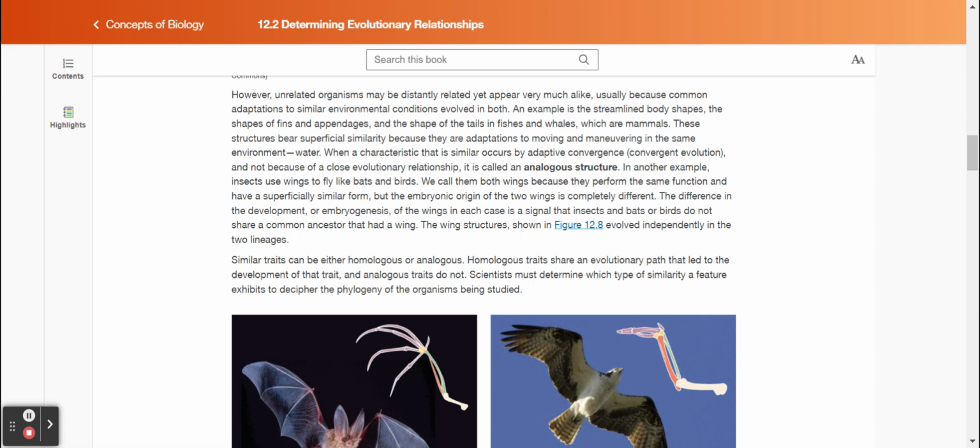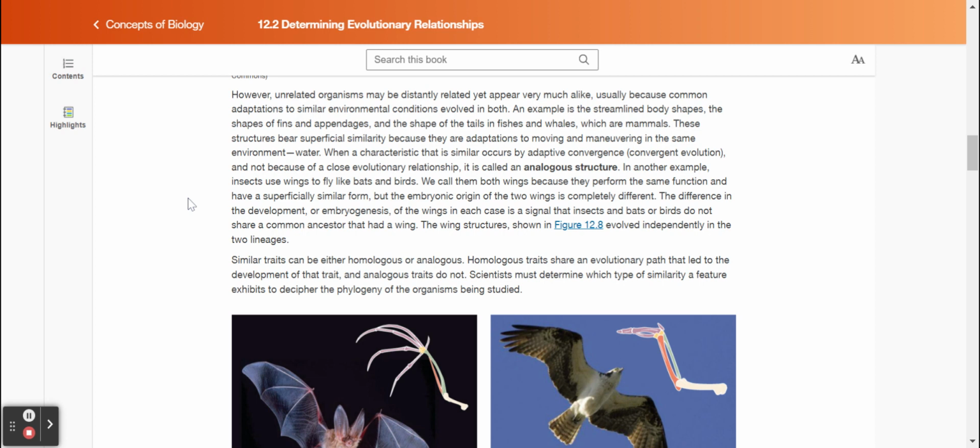In another example, insects use wings to fly like bats and birds. We call them both wings because they perform the same function and have a superficially similar form, but the embryonic origin of the two wings is completely different. The difference in the development, or embryogenesis, of the wings in each case is a signal that insects and bats or birds do not share a common ancestor that had a wing. The wing structures, shown in Figure 12.8, evolved independently in the two lineages.